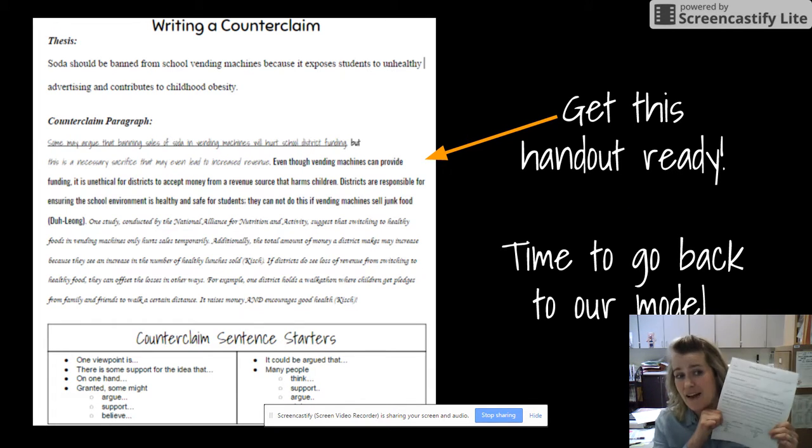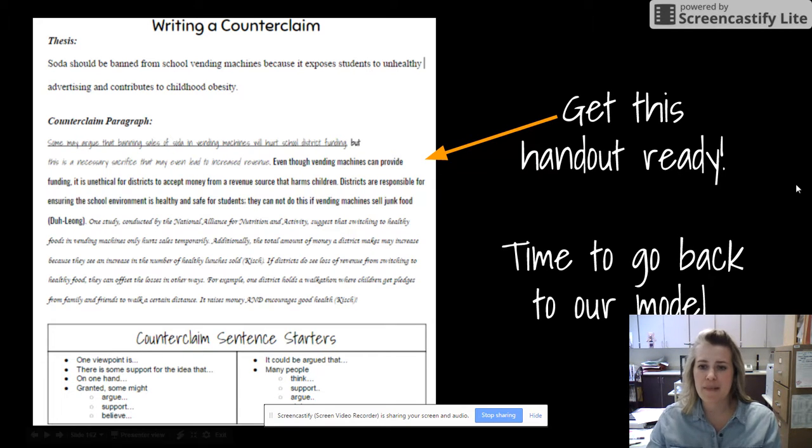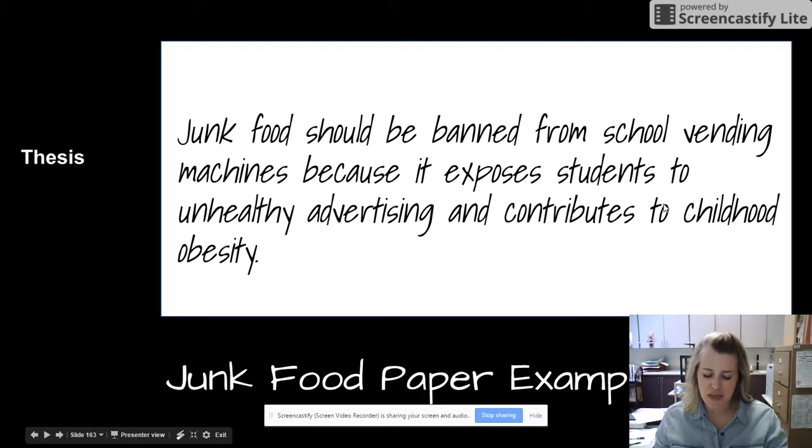Now we're going to pull this handout out, and we are going to go back to our model. Remember, we had a model we started with at the beginning. So I'm going to remind you what the thesis was for our model paper. The thesis is junk food should be banned from school vending machines because it exposes students to unhealthy advertising and contributes to childhood obesity.